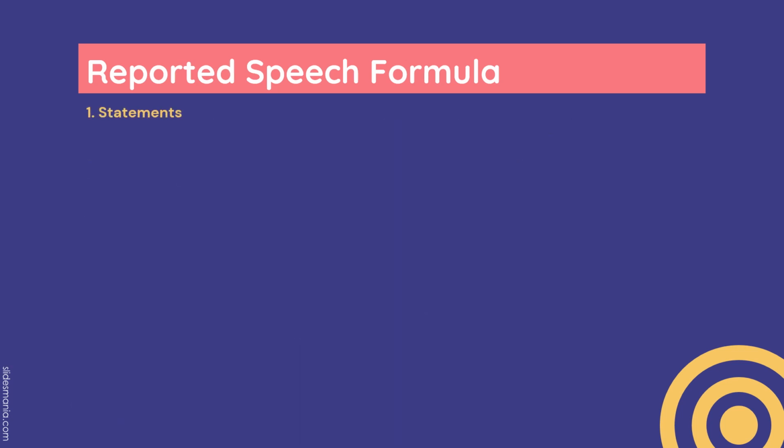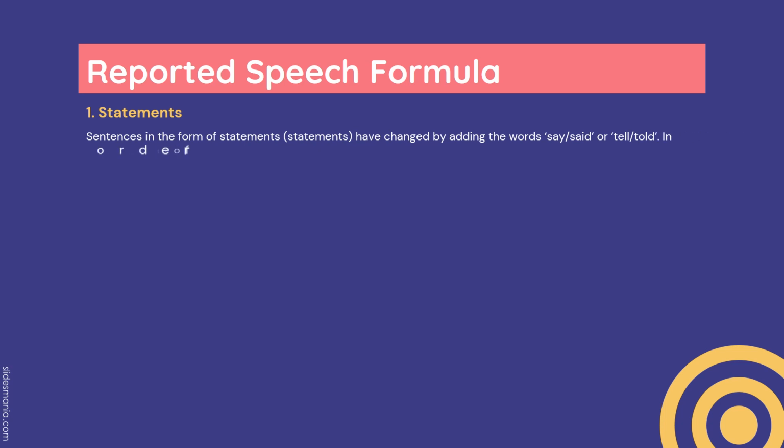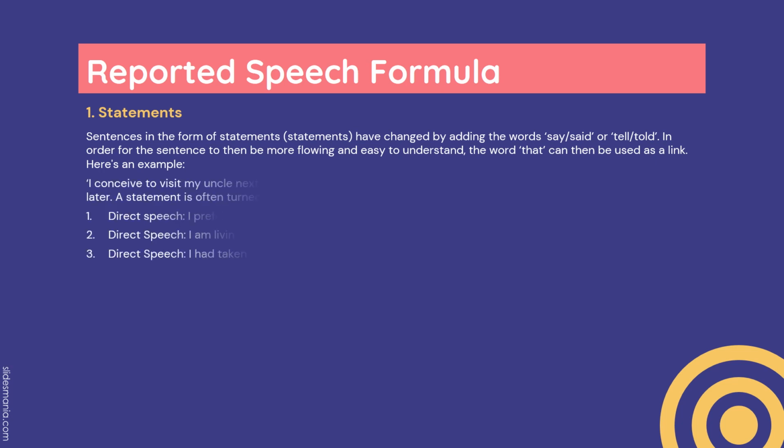Number 1. Statements. Sentences in the form of statements are changed by adding the words say, said, or tell, told. In order for the sentence to be more flowing and easy to understand, the word that can be used as a link. Here's an example.